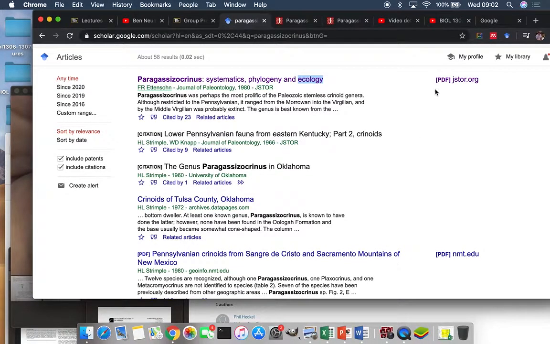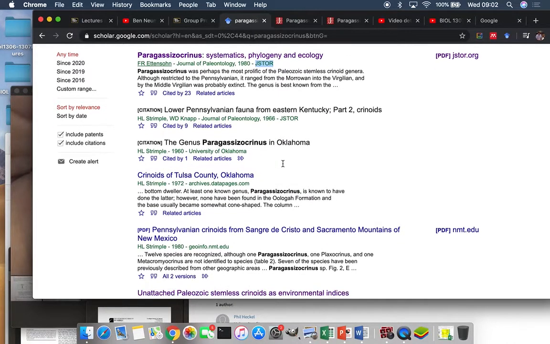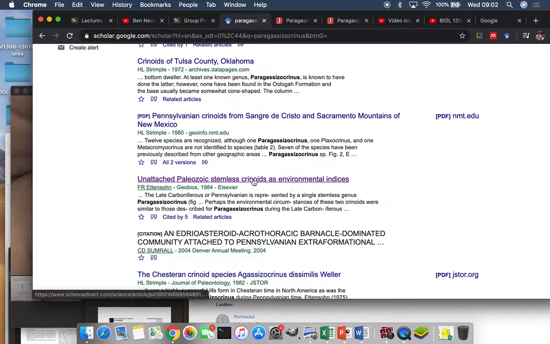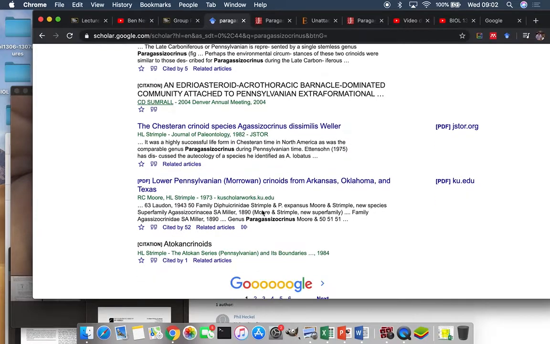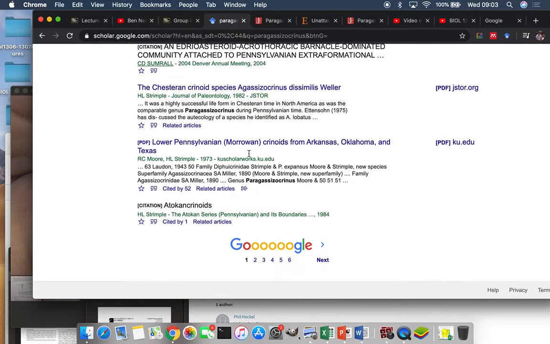There are some of these that you can get when you're on campus, but not necessarily when you're off campus. I know JSTOR works on campus; I'm not sure if it works off campus. And here, let's go to this one. We can just keep looking down. That's a relative, Agaseocrinus, but it's not our crinoid. If we had to, we could go there, but let's see if we can get something a little bit better.